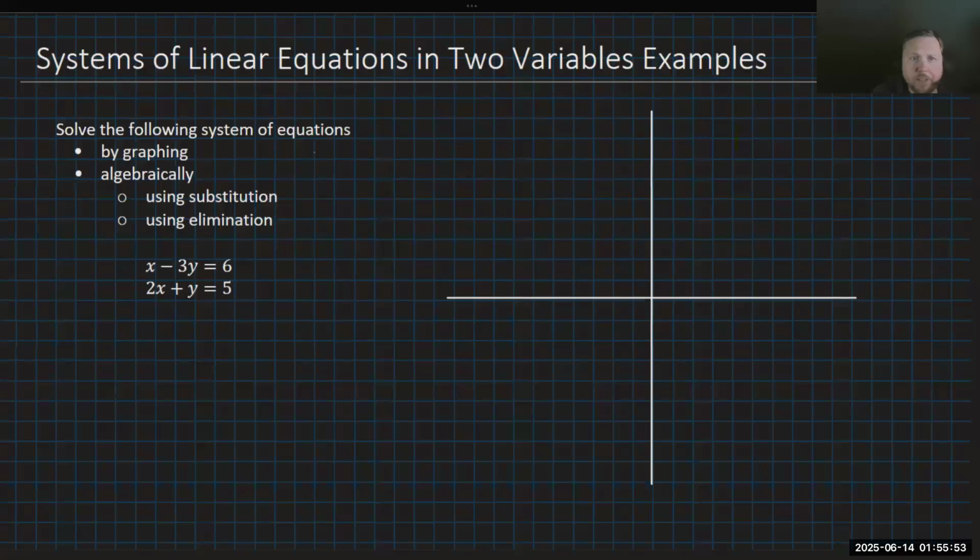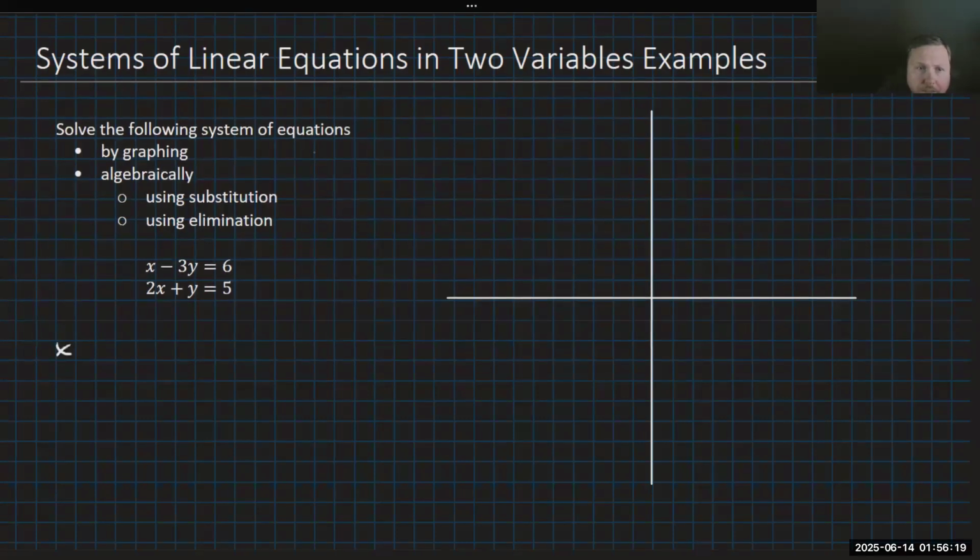So if I want to graph these, the easiest way sometimes is to get it into slope-intercept form, and then you can plot the intercept and then use the slope to find other points. So I'm going to go ahead and do that for the first equation.